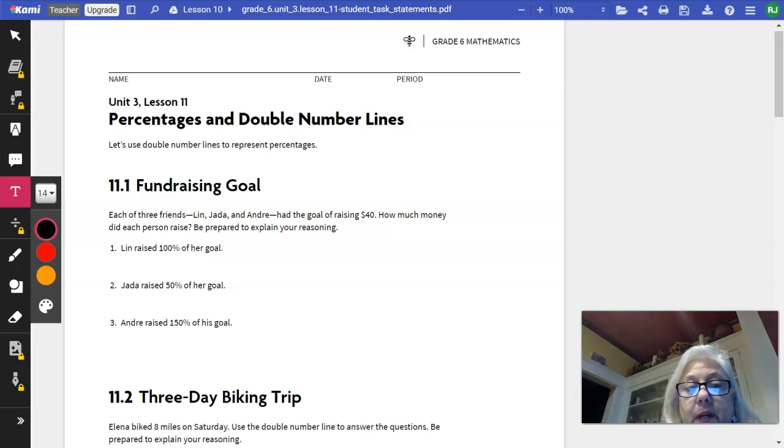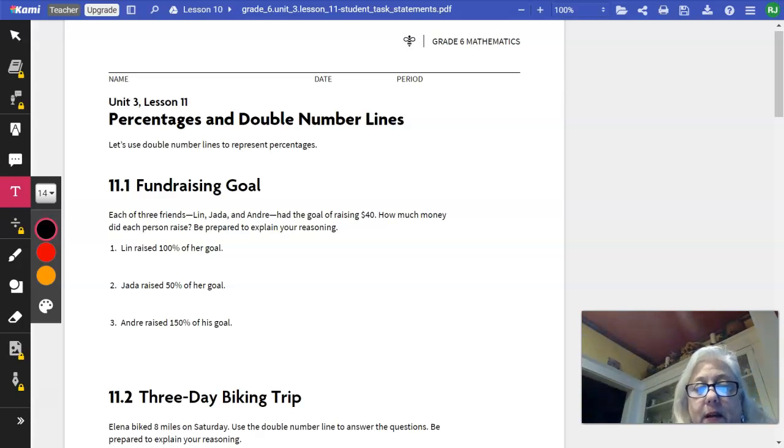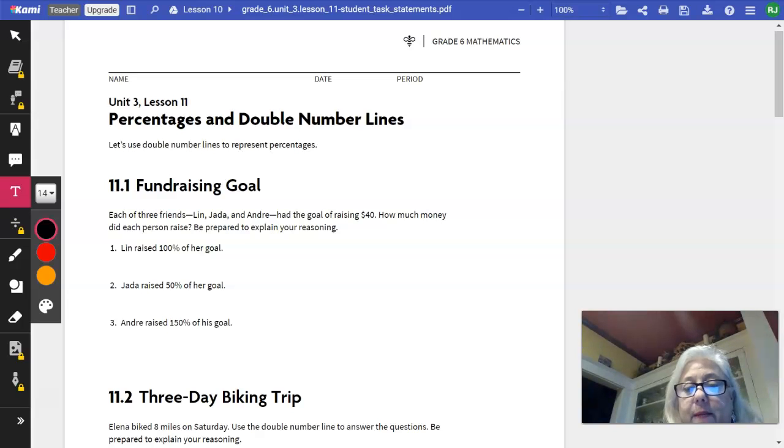Hello, scholars. Tomorrow we're going to be talking about percentages and double number lines. So I wanted to review it with you a little bit tonight so that tomorrow when we come into class, we'll be able to jump right in to get some work done. Let's first of all review what we talked about today.